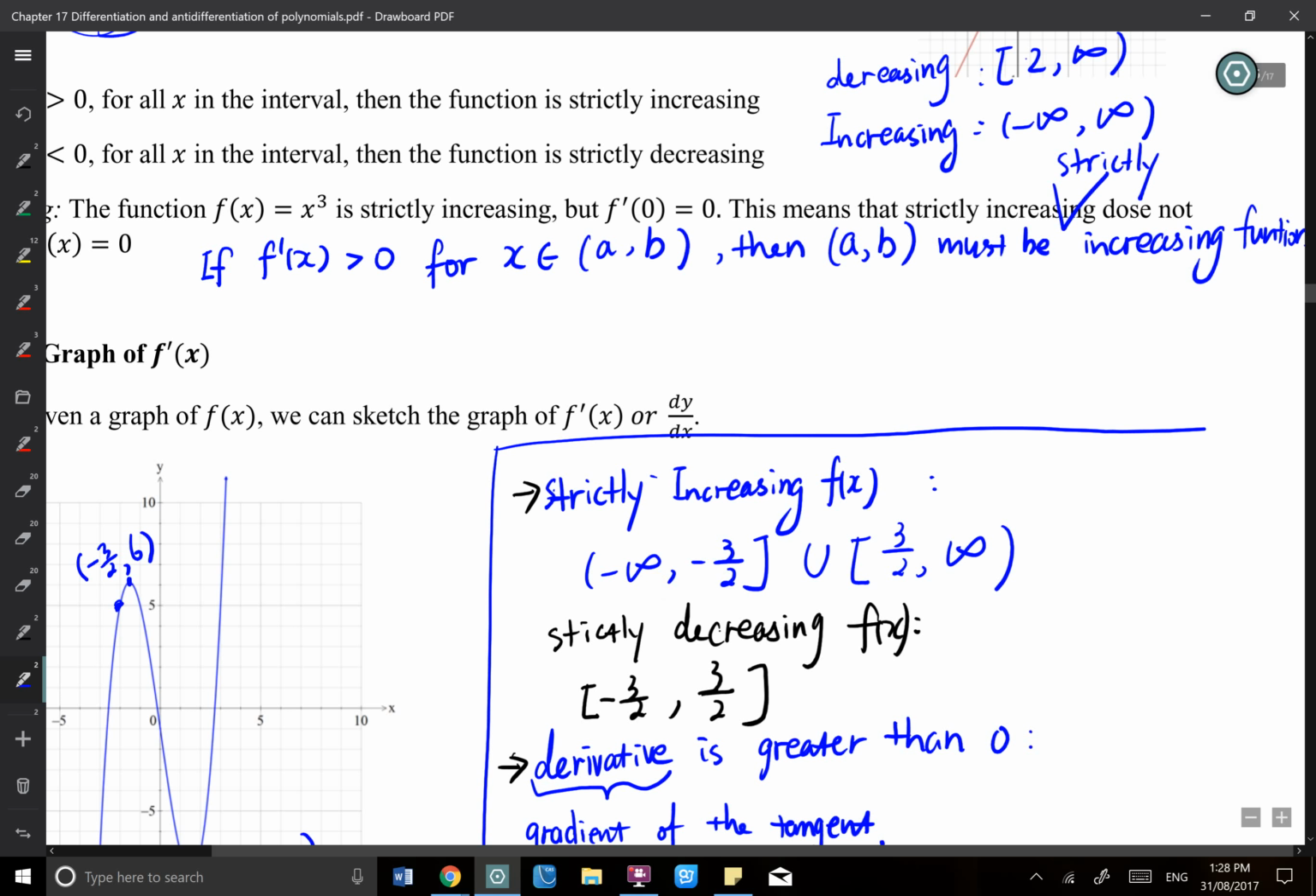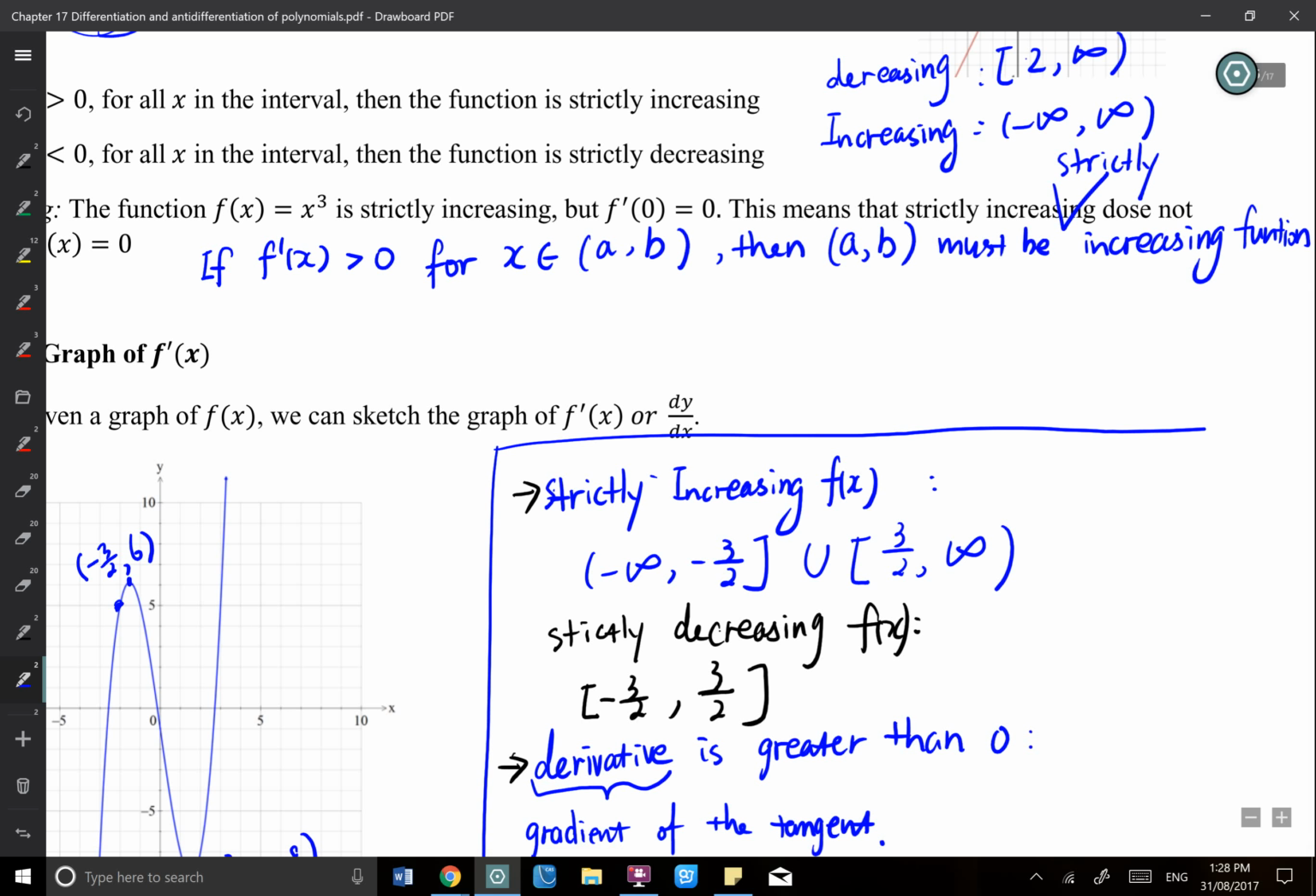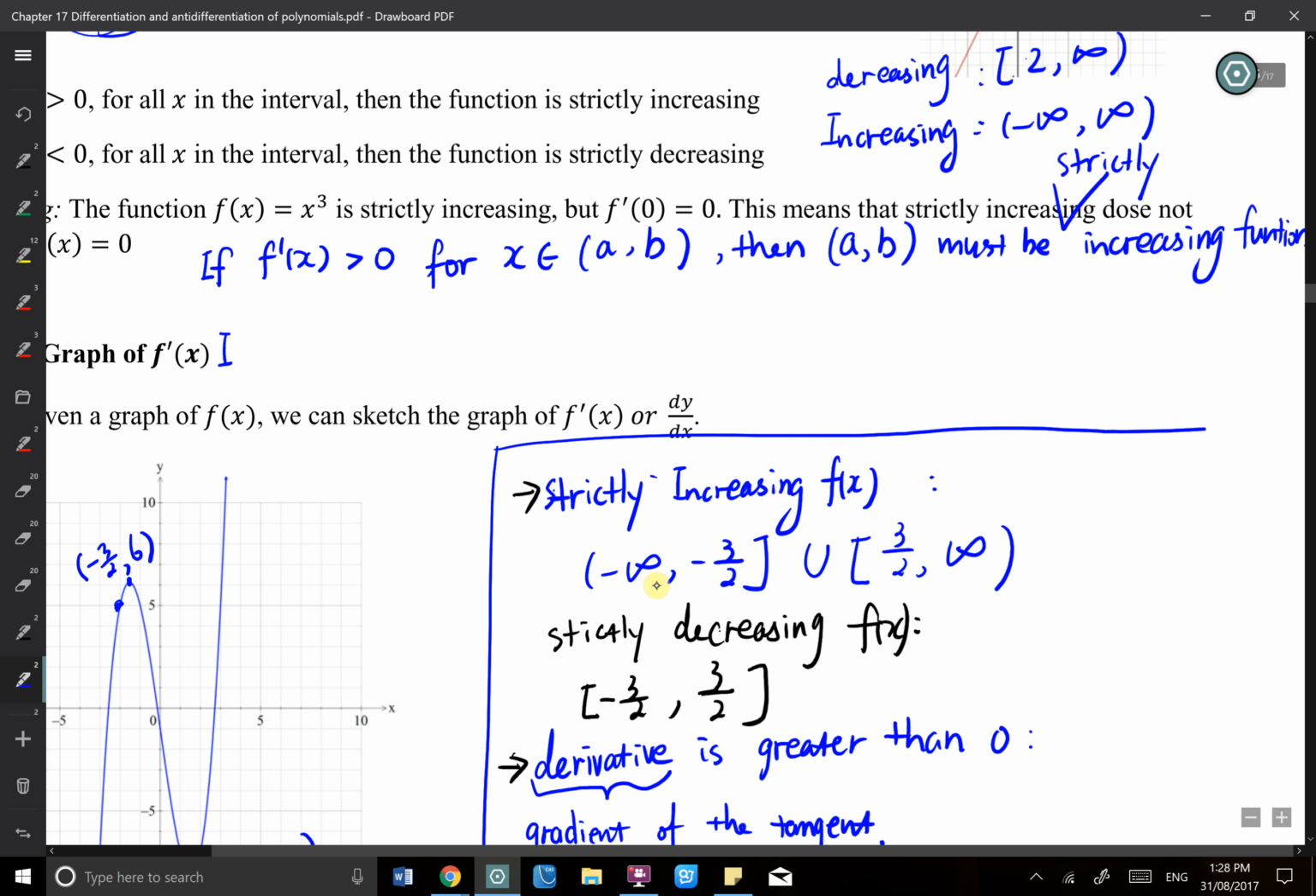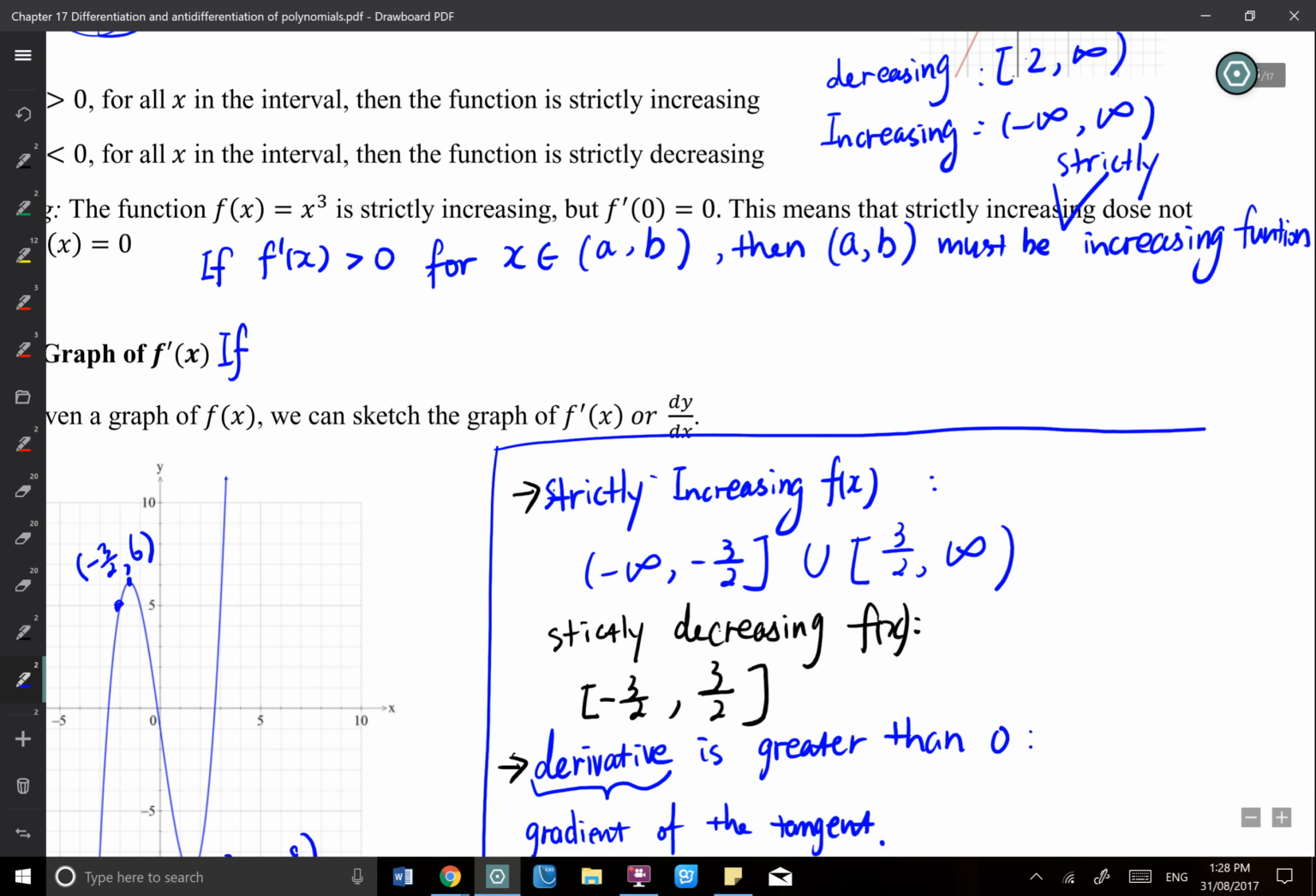So if you know that from a to b, the gradient function is greater than 0 already, then you definitely know that part of the graph is a strictly increasing function. Okay, that part must be strictly increasing. But not the reverse, not generally. Generally, that's a general idea. Because x squared is an example. I'll show you this example later.